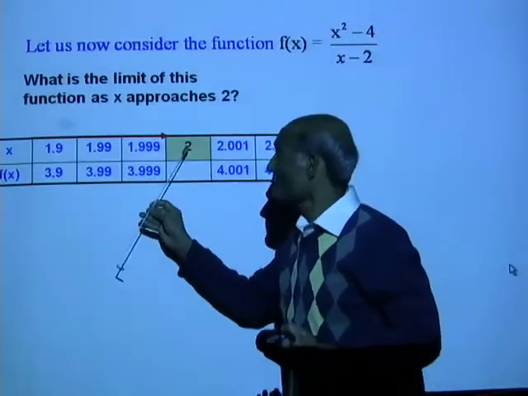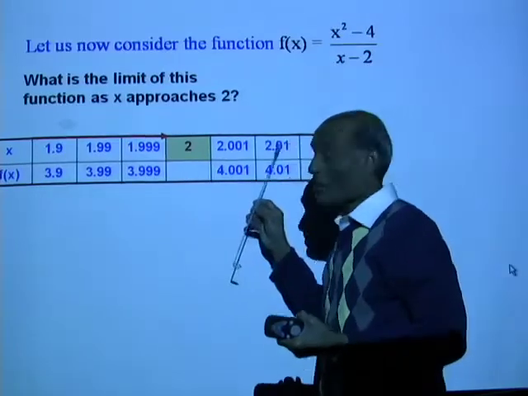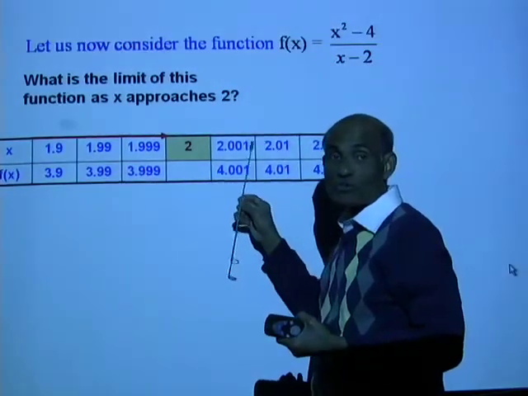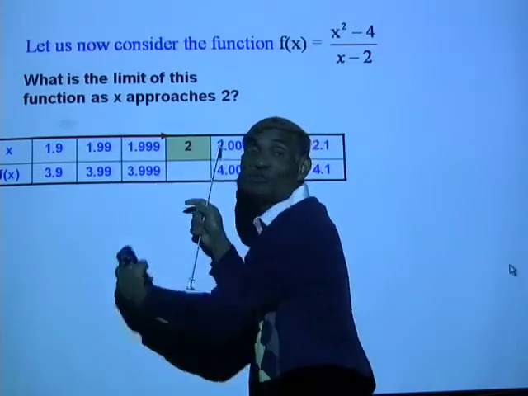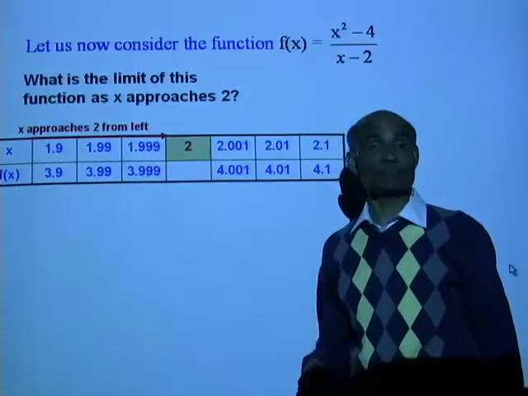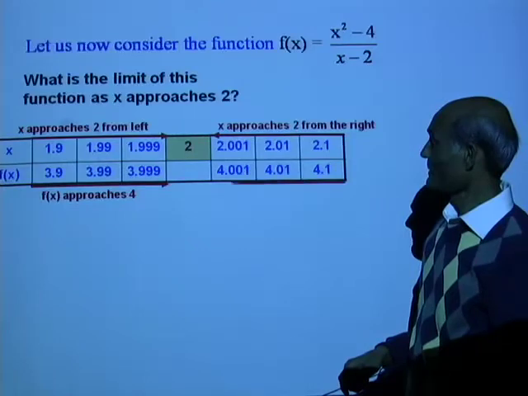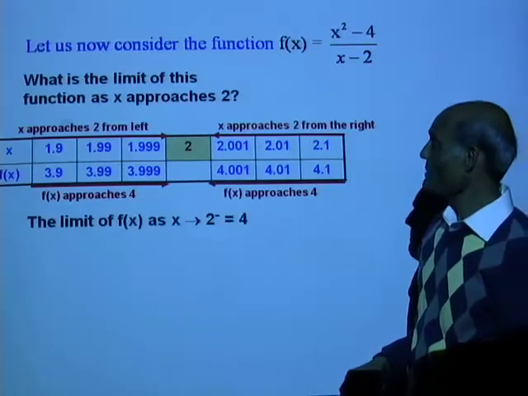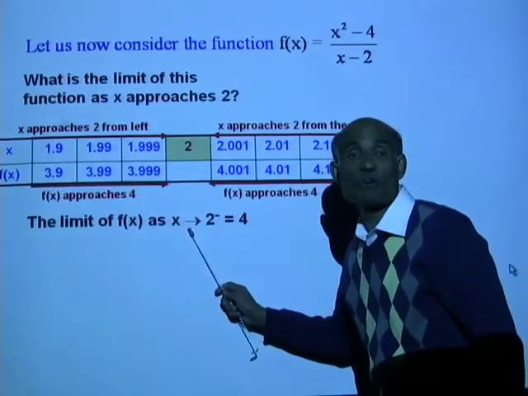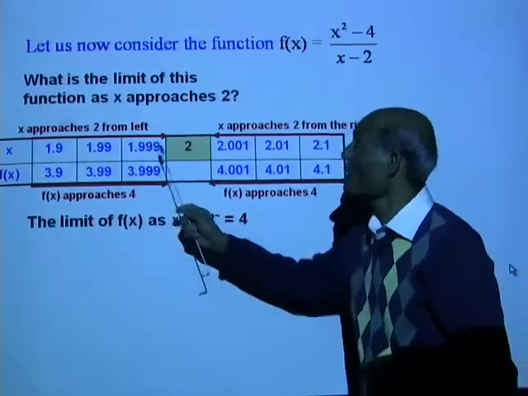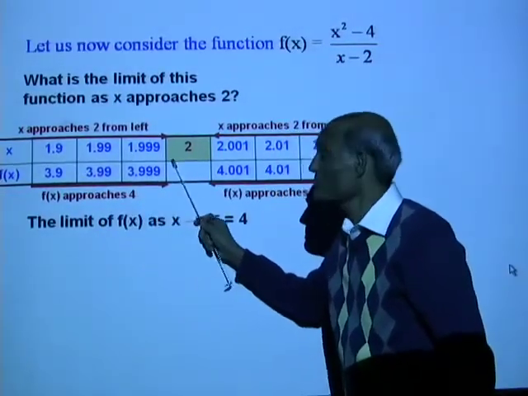Yes. So, in this case, as x gets closer and closer to 2 from the left, and also closer and closer to 2 from the right, the outputs are both coming closer and closer to 4. What does that mean? Well, what that means is the limit of f of x as x approaches 2 from the left is 4.